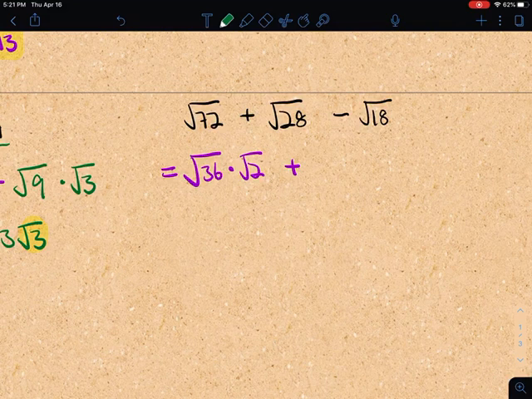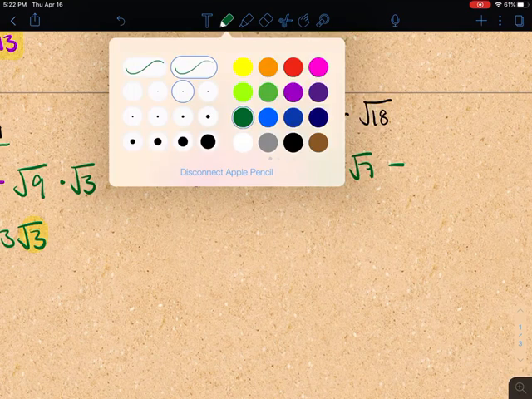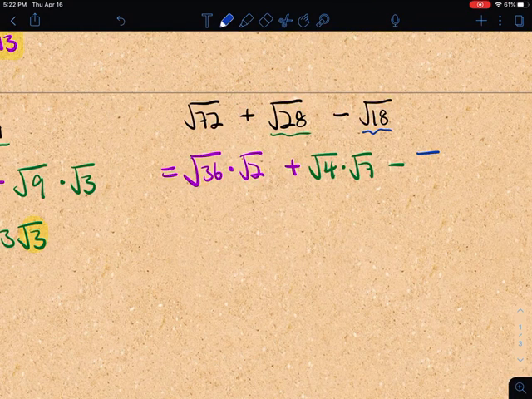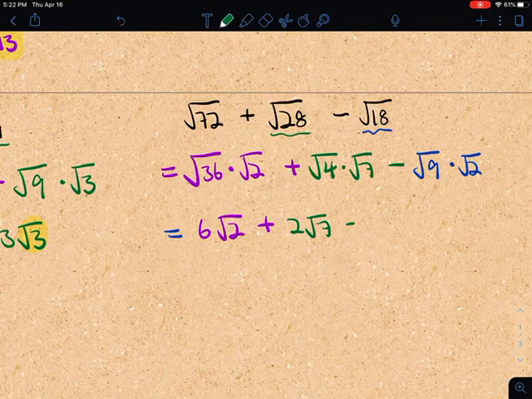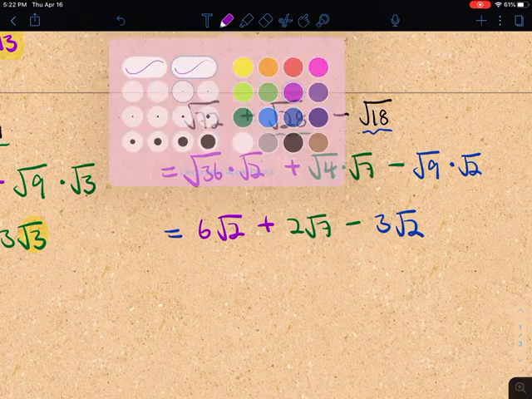And once again, please use your calculator to help you with these, especially with the bigger numbers. 28, I think this time it's going to be 4 times 7, 4 being the largest perfect square. And then finally, 18, that one's not too bad. I think that one's going to be 9 and 2. Okay, so now let's go to the next step. That's 6 root 2 plus square root of 4 times square root of 7, which is 2 root 7. And then minus, that looks like 3 root 2.